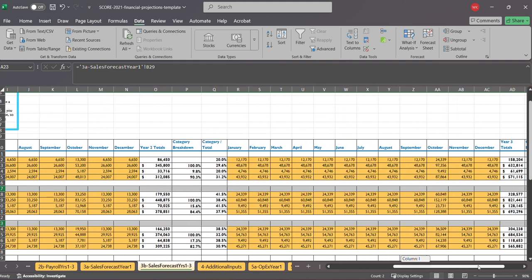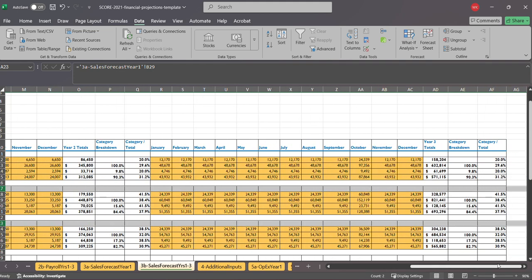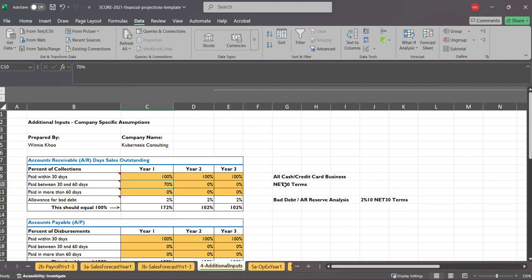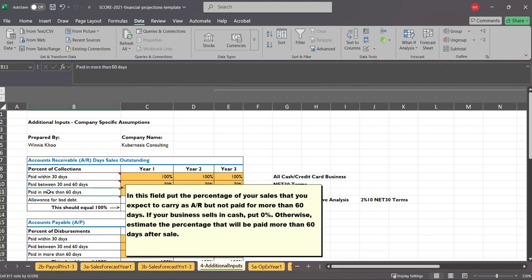And I would assume that it's about the same across the board. I could just come over here and take a look. Yeah, it's about 70 for year 2. Year 3, it's also about 70. So pretty close to 70 across the board for me and the estimates I've made. It's about 70 for 30 to 60 days.